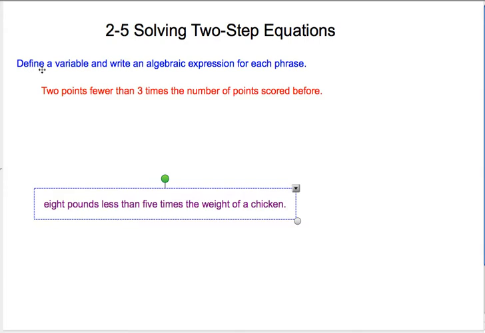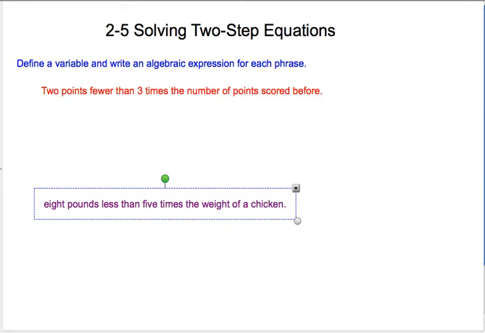The key to writing an equation or an expression in algebra is defining a variable before you start. The very first thing is define a variable. I find that students who are used to solving easier problems don't do that and don't get into the habit of that. Then when problems become more difficult, they don't know where to start and they just sit there staring at the problem because they don't know what to do. So defining a variable is a really important skill to develop, and that's what we're going to work on here. Once we define that variable, we're going to write an algebraic expression for each phrase.